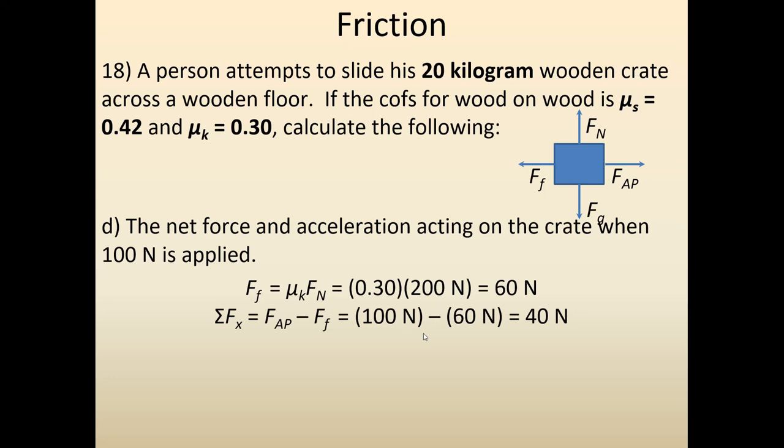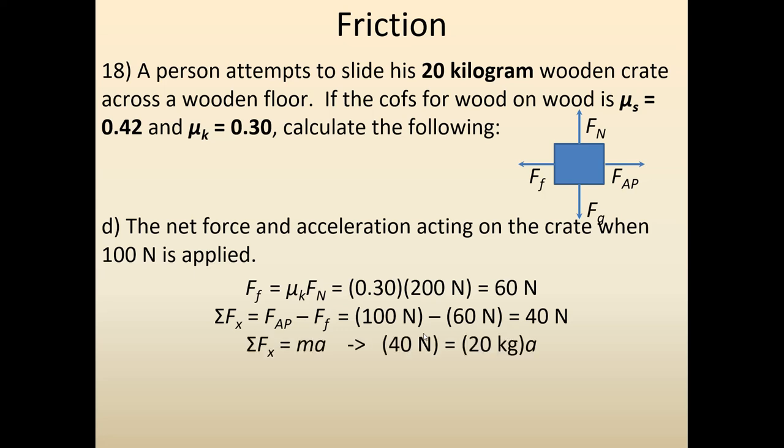So once again, we're going to sum the forces in the x direction. This time it's not going to be equal to 0 because it's moving and it's most likely accelerating, since these two forces are not balanced. So we get 100 newtons minus 60, and we end up getting that the net force is 40.